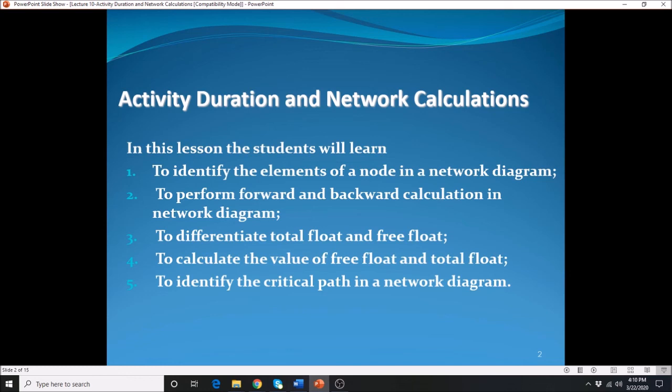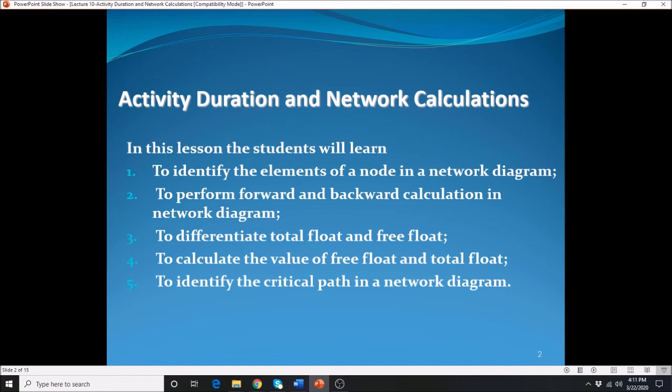Alright, so for this particular lesson, you will learn how to identify the different elements of a given node in a network diagram. You'll be able to perform the forward and the backward calculation. This is essential because the forward and the backward pass will reveal to us several important pieces of information, such as the duration of the project. It will reveal what is the earliest start date or the finish date, or what is the latest start date or the latest finish date of a given activity.